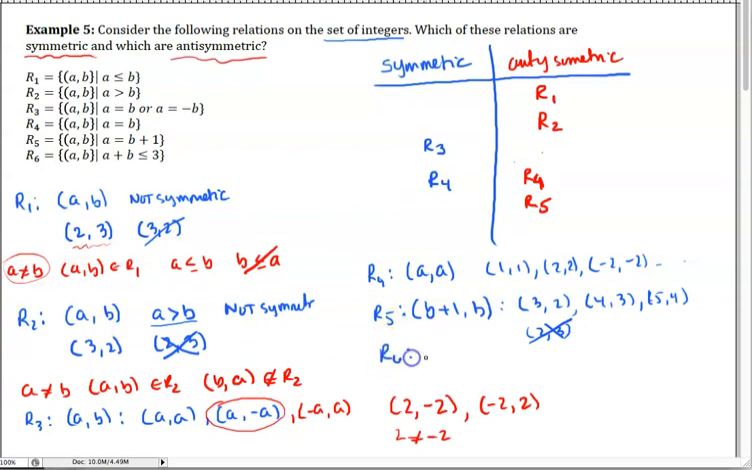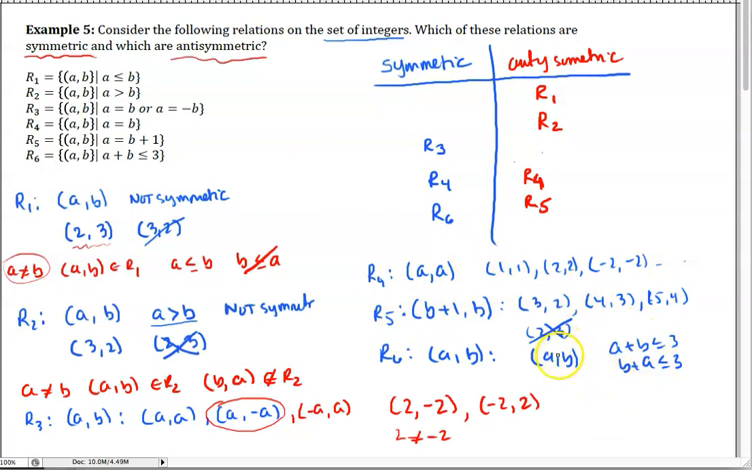Okay, so R6: A plus B is less than or equal to 3. So we're going to have pairs of points like this. Let's check for symmetry. There might be values close to 3 that will break the symmetry rule. No, that won't break, because anything that adds up to less than or equal to 3... if I have numbers A, B, so A plus B is less than or equal to 3, then B plus A also has to be less than or equal to 3. So that will work for symmetry.